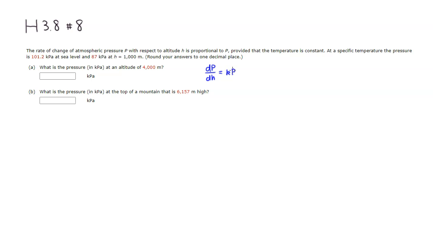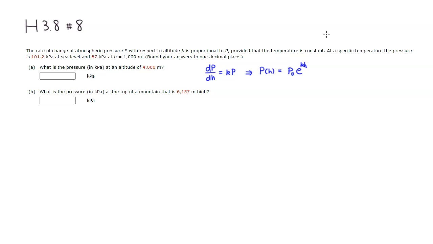So we are dealing with the same type of differential equation here. We know that the pressure function P in H would be the initial pressure P0 e to the kh, just using a different letter. All right, so we have that.